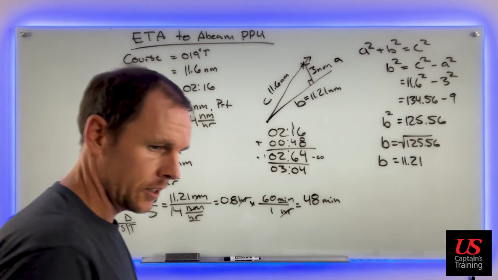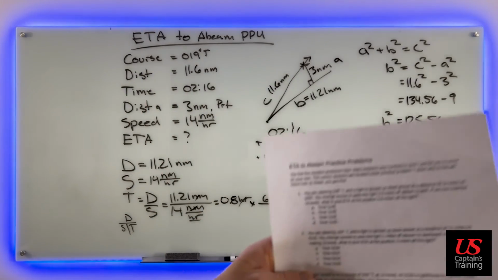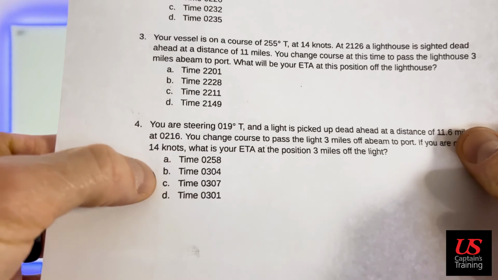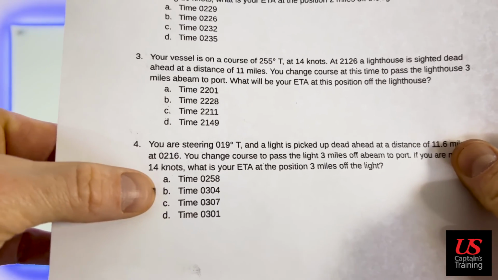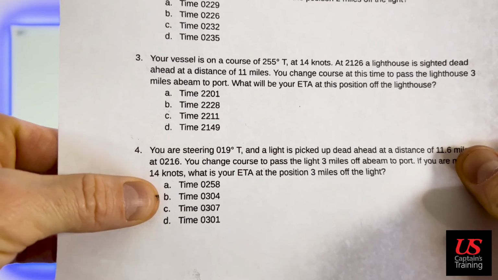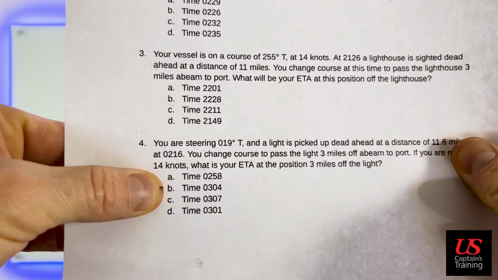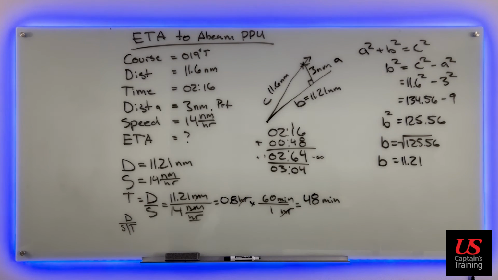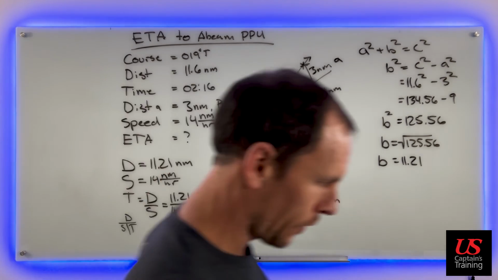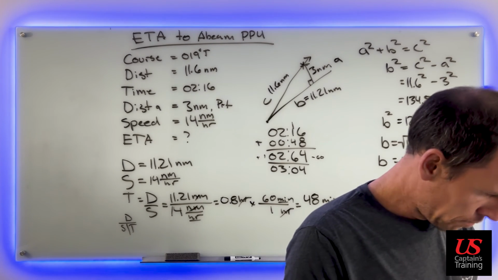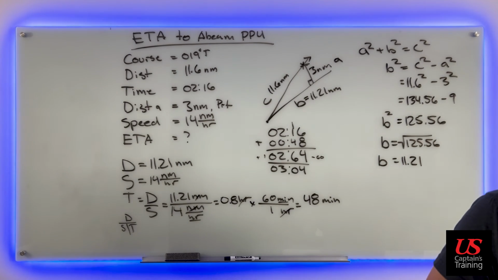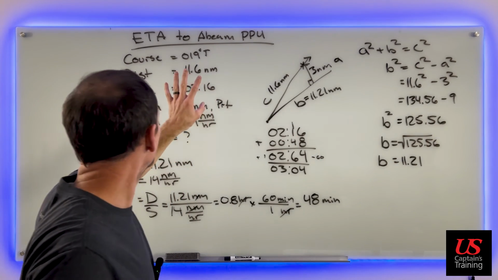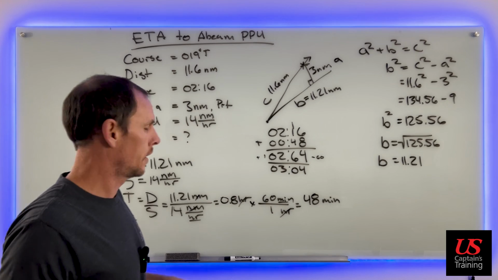Let's see our answers. Hey, look at that. I even have a nice tick mark on my thumb for you. B, 0304. That's what we got. Let's double check. B is 0304. Boom. That's right. We got it. So we got the right answer for ETA to a beam practice problem 4.